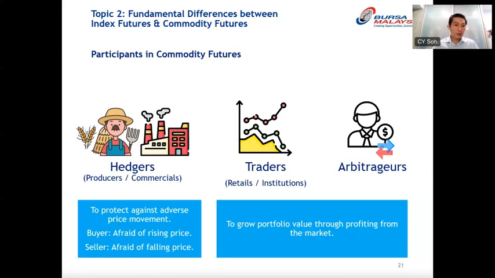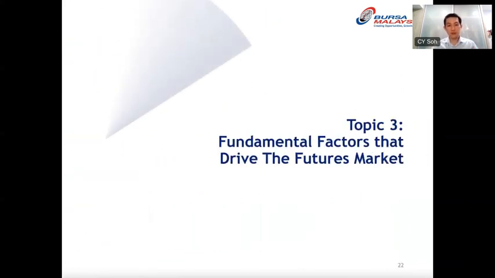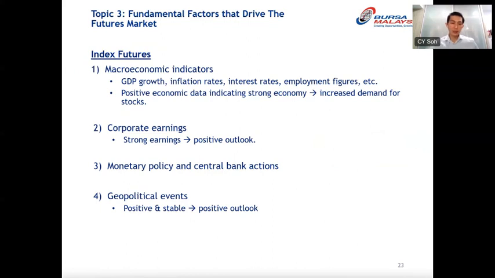So now that you already understand the mechanics behind the fundamental difference between index futures and commodity futures, let's directly go into the fundamental factors that drive the futures market. Different markets have different factors that affect them. So in this topic, I'm going to share with you what are the factors that affect index futures and factors that affect commodity futures. So pay attention to this. Let's get started with the index futures first.